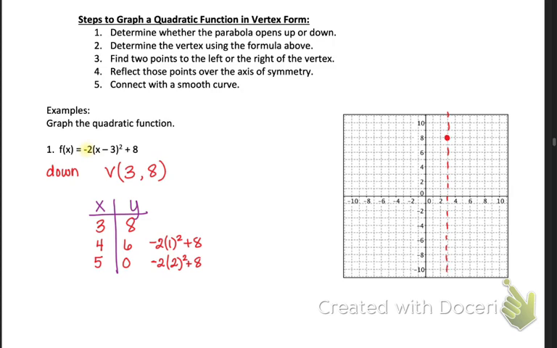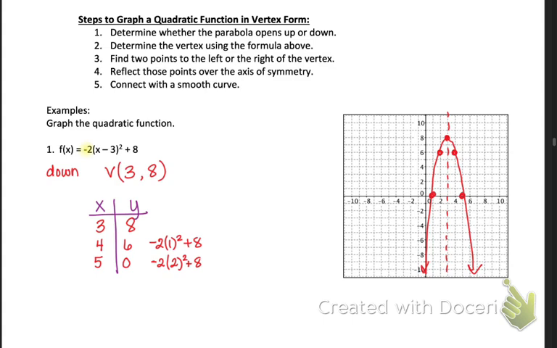And then I plot those other 2 points, 4, 6 here, and 5, 0 here. Now, I'm going to take those points and reflect them to their mirror image on the other side of my axis of symmetry. And then we're going to connect with a smooth curve like this. So there is our parabola.